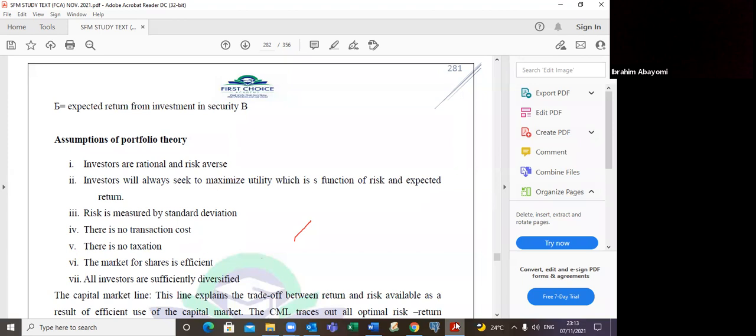If investors are not risk averse, then there will not be need for us to be doing portfolio theory. It is because investors are risk averse that we are doing portfolio theory, to see how they can minimize their risk. That is one of the assumptions of portfolio theory.